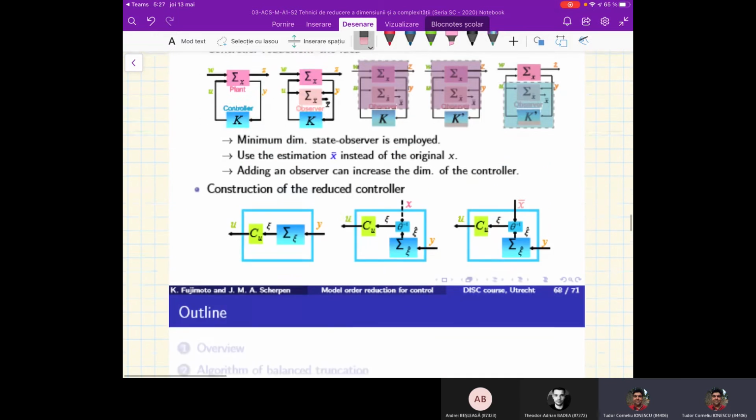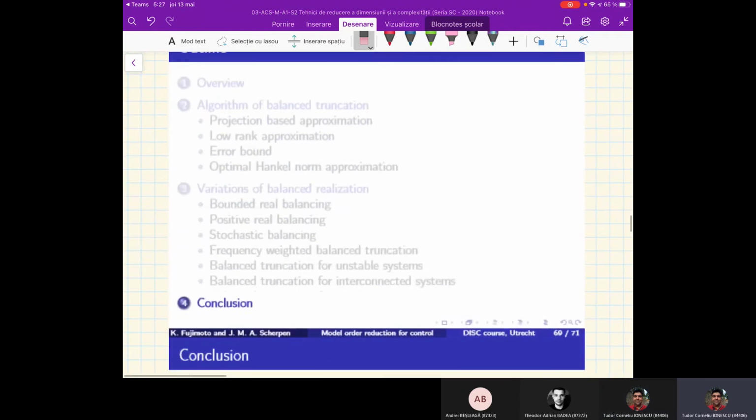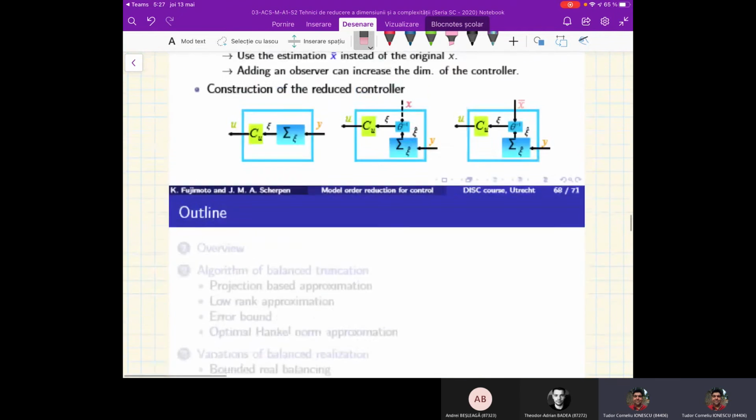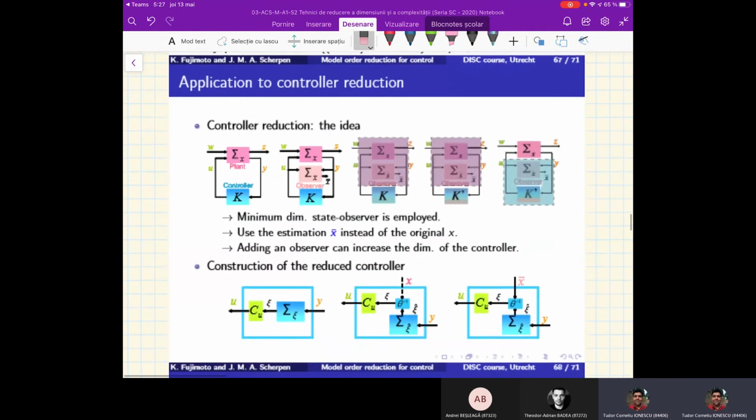It shows you here how to apply this. So this can also be applied to. This was the main goal. That's why I was doing all this recap and this new perspective on balanced truncation, so we can easily understand the notion of controller reduction and how this is built.